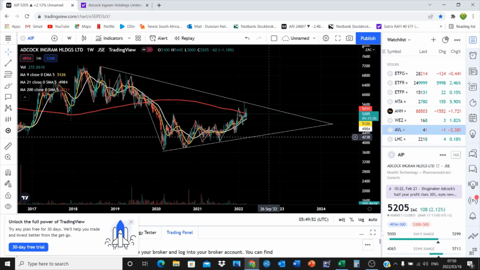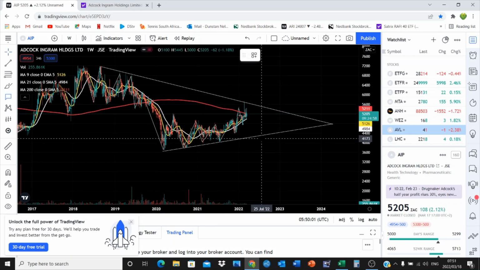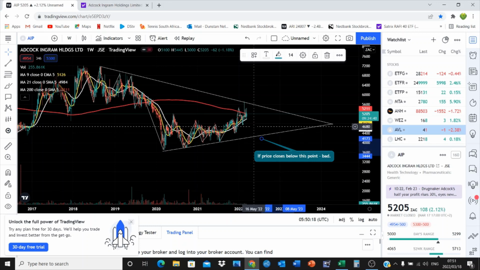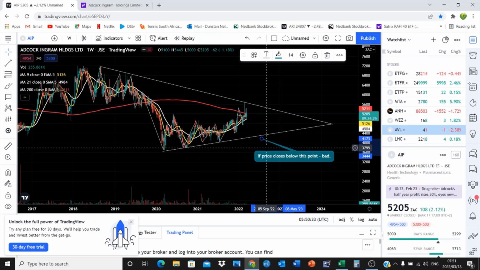Now if it had to break beneath here, that would be a sign that price is going to drop off quite drastically. So what I like to do is take a little call out box, put it here, and I'm going to type here: if price closes below this point, price bad. I'm just going to say bad. That means that this psychological level has been broken, and then most likely traders, particularly investors not so much, but traders are going to be selling off this asset, and that's not a good thing for price.